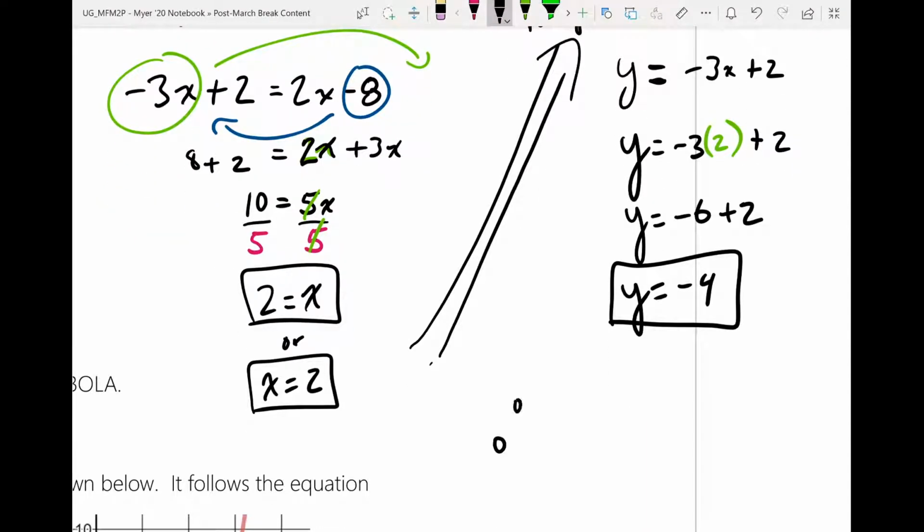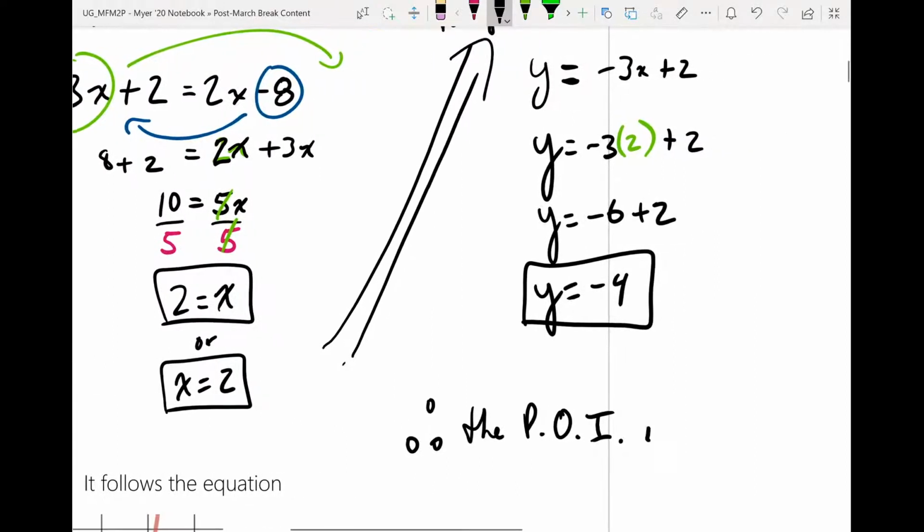So y equals negative 4. So therefore, the point of intersection is 2, which is our x-coordinate, and negative 4. So we know that those two lines meet at that exact coordinate.